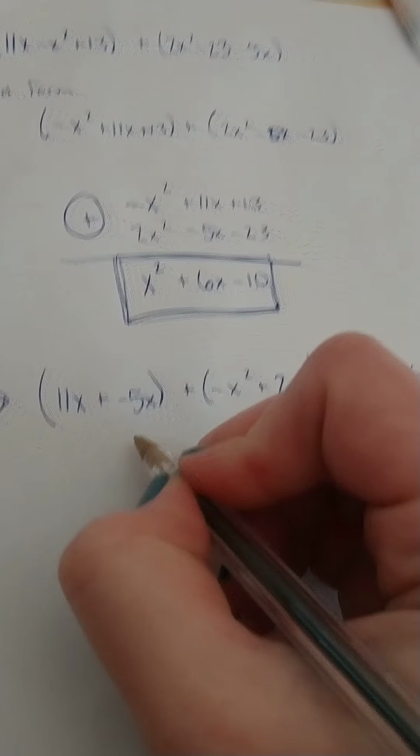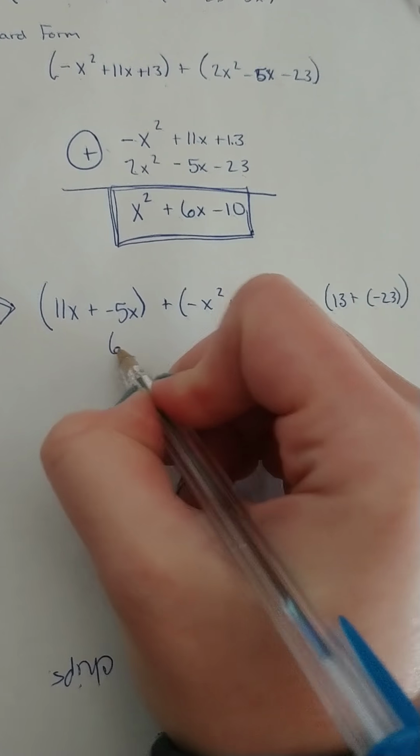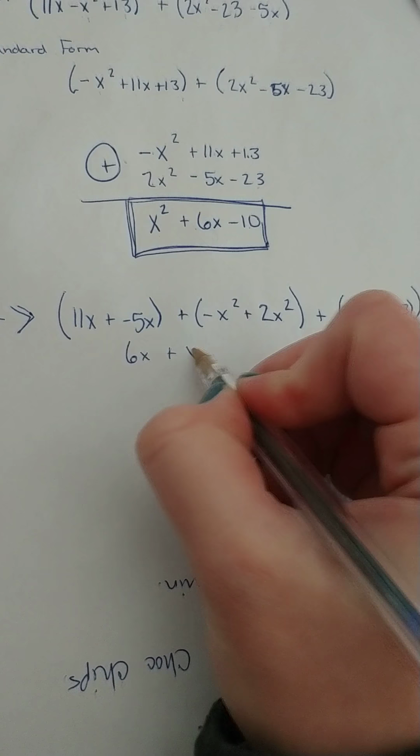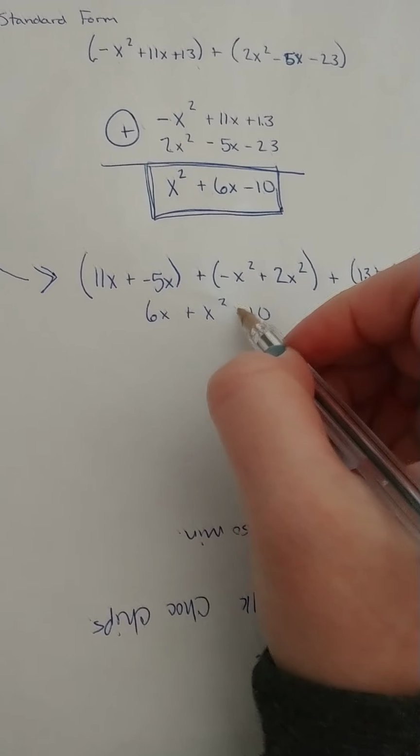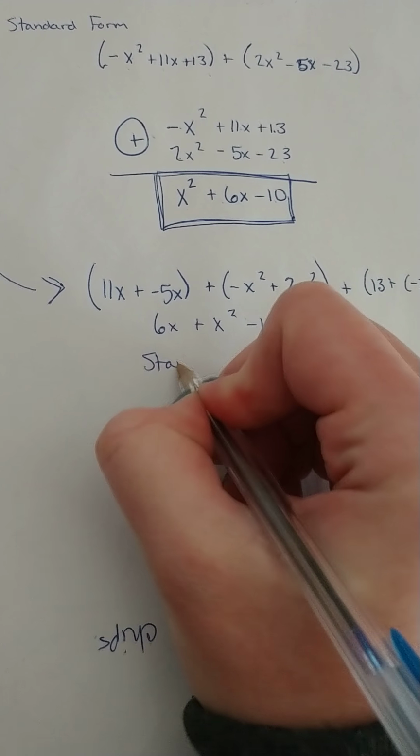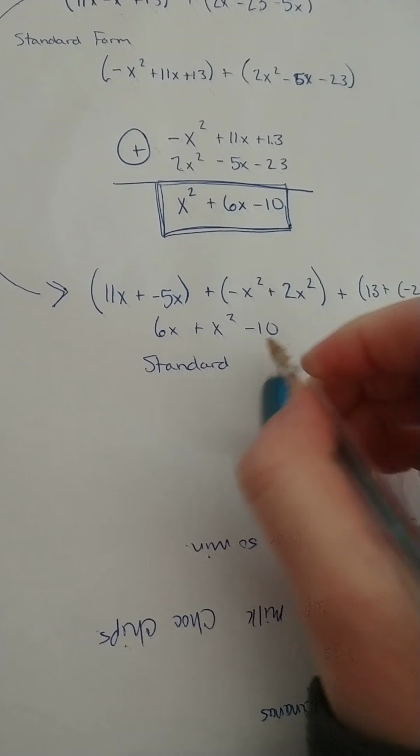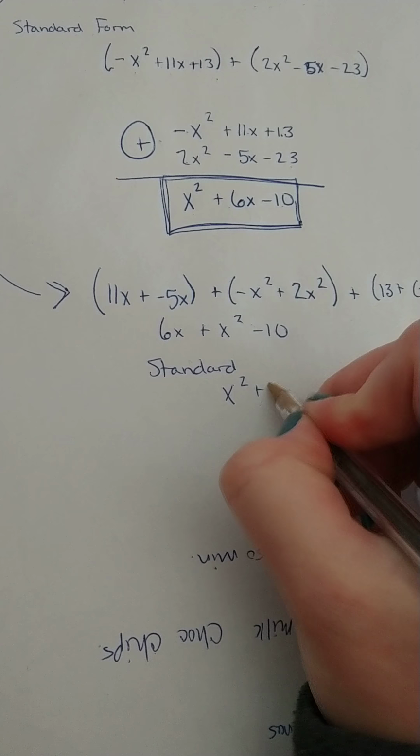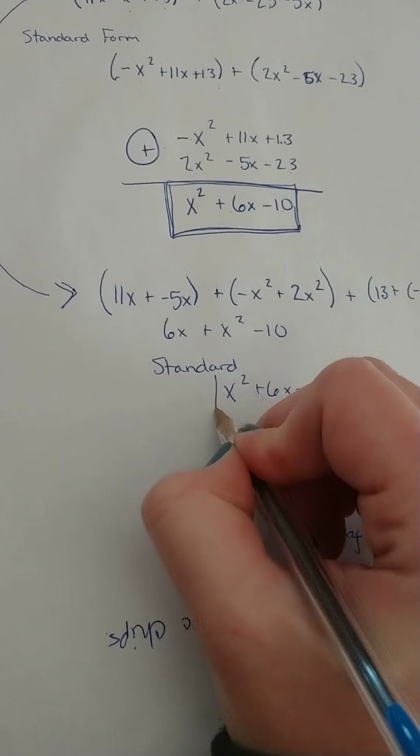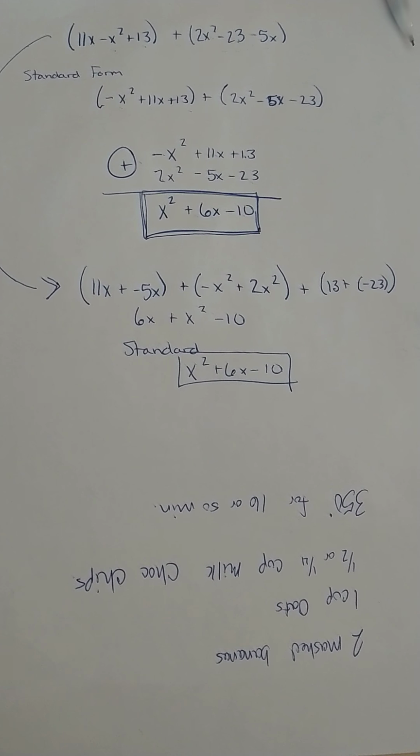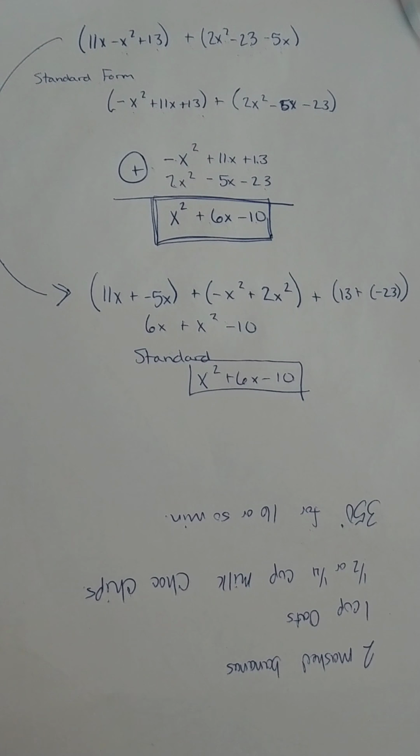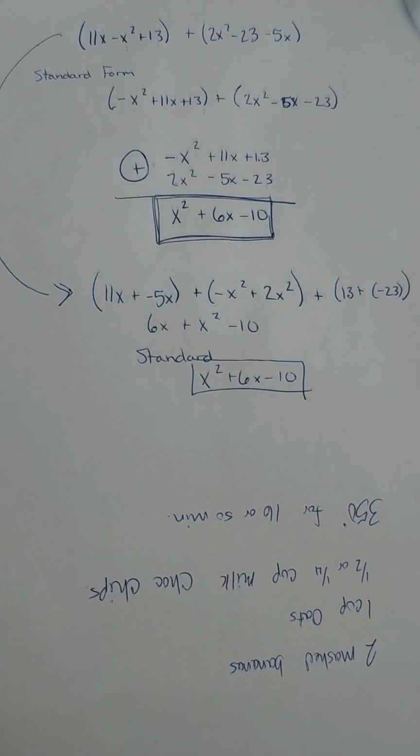So then you go ahead and add everything separately here, which gives you 6x plus x squared minus 10. Is that in standard form? No, it is not. So you have to change it into standard form. Again, largest exponent to smallest: x squared plus 6x minus 10. If you notice, we got the same answer both ways. So it is completely personal preference how you want to do it.